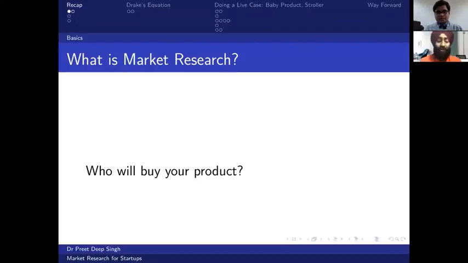So I hope you remember the basics. What is market research? Who is going to buy your product, right? Who can, who could, who you will reach, who you can attract. All that comes under market research. It simply answers the question, who will buy your product, right?